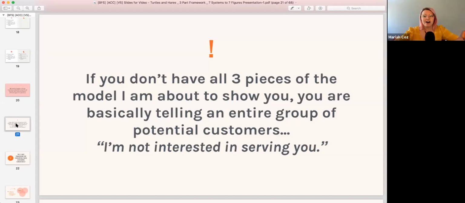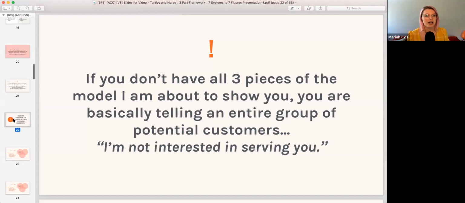If you don't have all the pieces of the model that I'm about to show you in point number 3, then you're basically telling an entire group of potential customers, either the turtles or the hares, you're just telling them, I'm not interested in serving you. I don't have anything for you to buy, right? Which is why we need to have all the pieces of what I'm about to show you. And you don't want to miss out on half or more of your customers, okay?